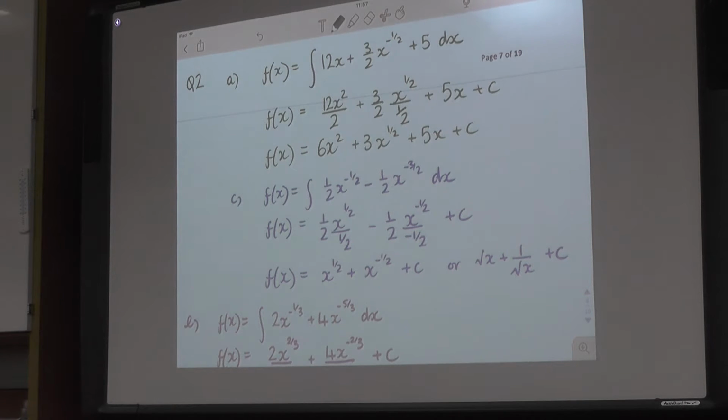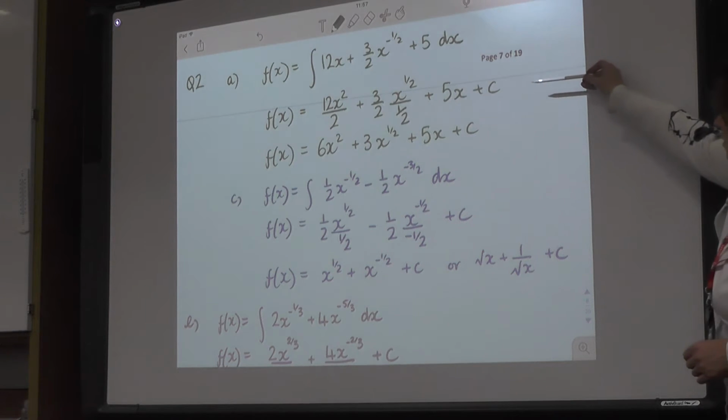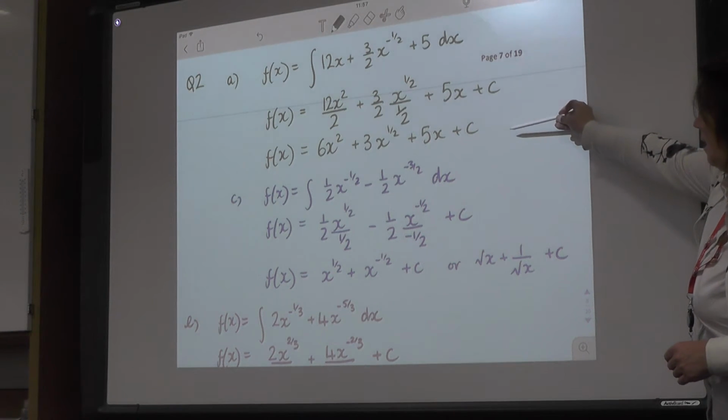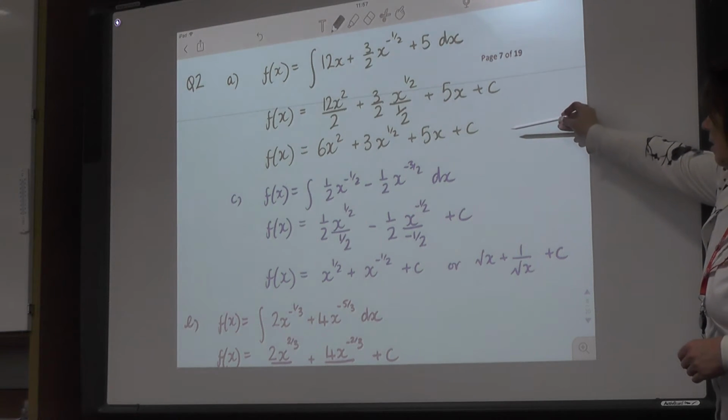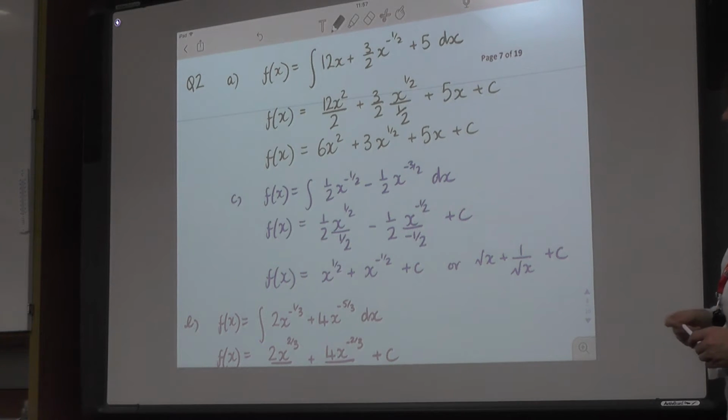First one, same rule every single time. Add 1 to the power, divide through by the new power. And if you show this line in here, you're going to get a method mark and an accuracy mark, and then you've got to tidy it up. As long as you can do that part, and then make sure your accuracy with your fractions and times and your powers are pretty good there as well.